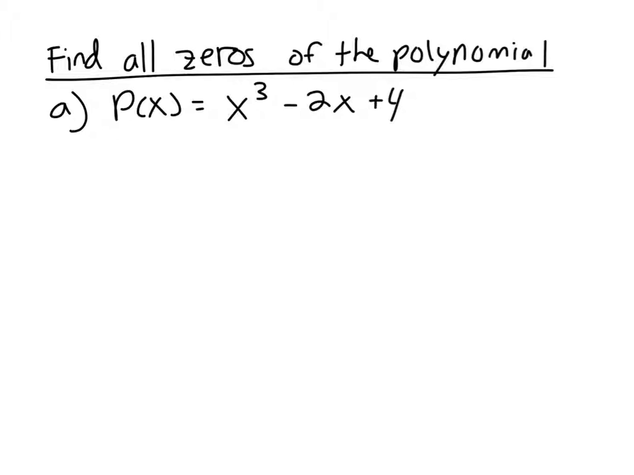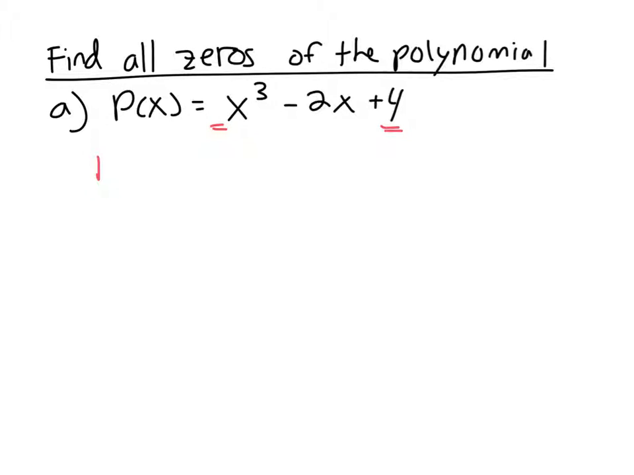So I'm going to go ahead and use the rational zeros theorem, which says that if you take all possible factors of the last term and divide that by all possible factors of the first coefficient, then you can find all possible factors. So let's go ahead and do that.